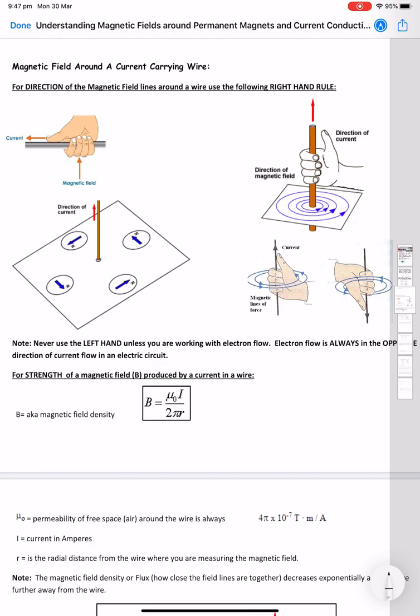And what I want you to notice is that it's inversely proportional to R. So, as you move further out away from a wire, you get a weaker and weaker magnetic field. So as R increases at the bottom here, B decreases. And I want you to notice that the distance between the field lines is increasing as you get further and further away.